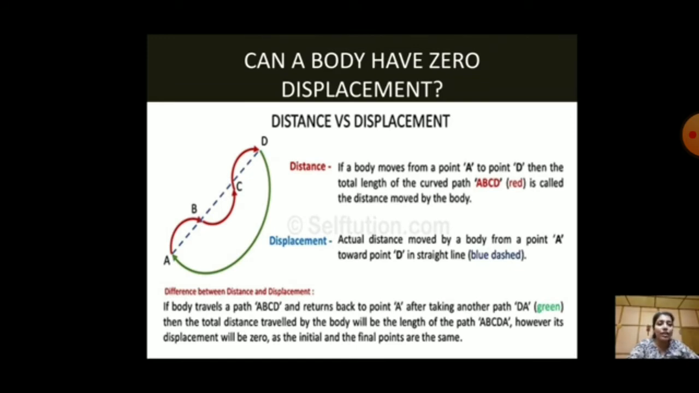However, distance, if a body moves from A to point D, then the total distance will be ABCD. If the body travels the path ABCD and returns back to point A after taking another path DA, then the total distance traveled by the body will be ABCDA. That is the total distance. But displacement will be 0. So distance cannot be 0, displacement can be 0.